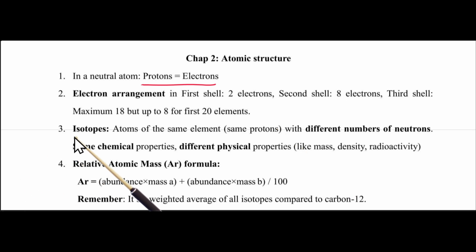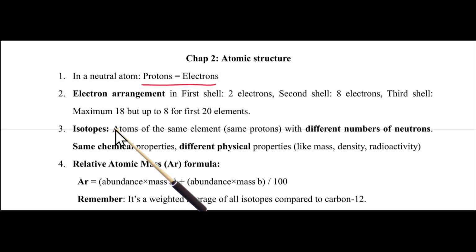Okay, so let's see the third concept, that is about isotopes. For isotopes, you need to remember that they are the atoms of the same element. So what does it mean? That they have the same proton number. Their proton number will never change. The only difference is in the neutron number. That's why different isotopes of the same element will have different mass. Okay, the mass will be different. Why? Because the proton number is the same, but the neutron number is different.